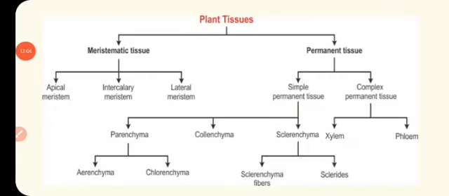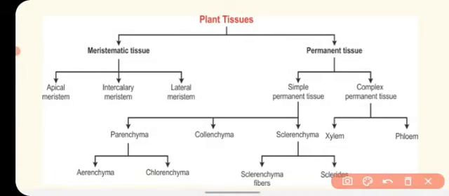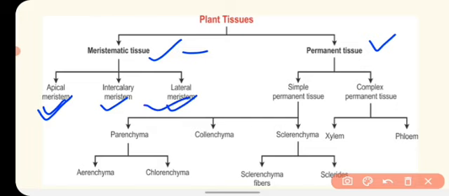So here we will summarize the plant tissues. In plant tissues, there are mainly two types of tissues: meristematic and permanent tissue. Meristematic tissues are the tissues that are responsible for the growth of the plants, and they have the dividing capacity. On the basis of location, they are of three types: apical meristem, intercalary, and lateral. Apical meristem is responsible for the primary growth, that is the longitudinal growth. Lateral meristem is responsible for the secondary growth, that is the growth in diameter, thickness.